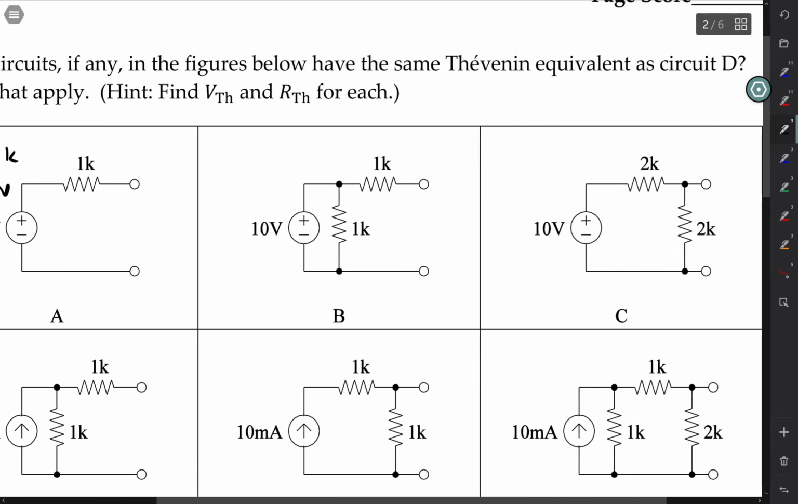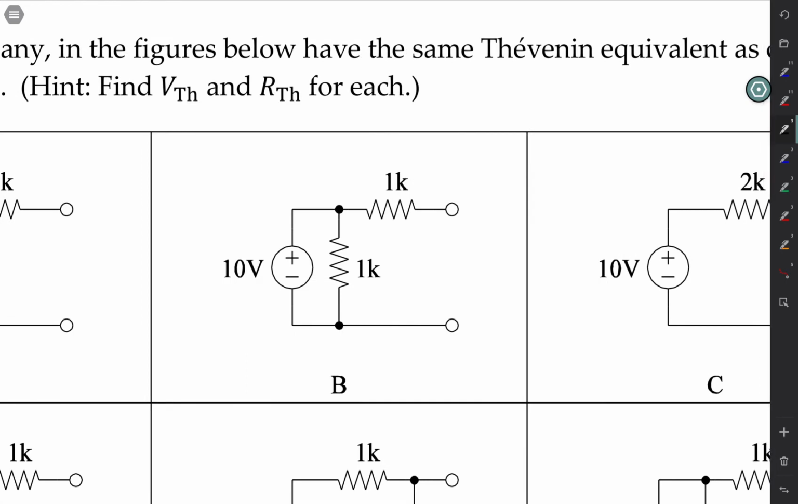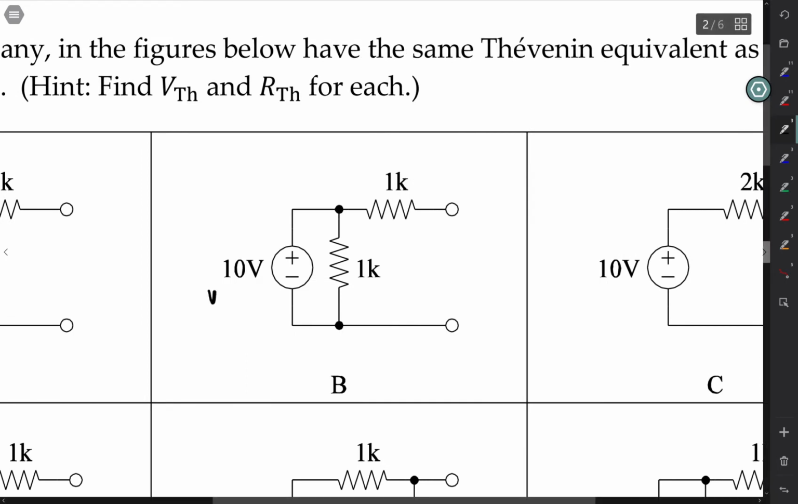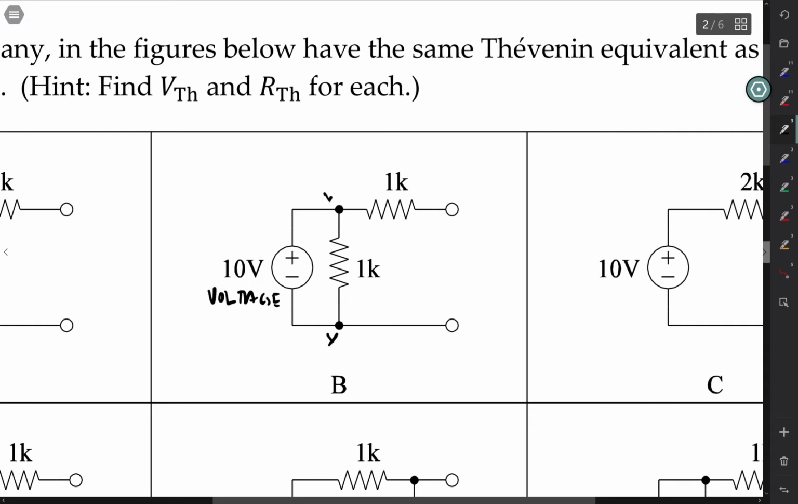Going on to the next one, we've got a 10 volt power supply. This is a voltage source. And that means that it is going to keep a constant voltage between this point and this point, regardless of what else is attached. So if I'm looking at the Thevenin equivalent voltage, which is the open circuit voltage between this point and this point, it's going to be the same as the voltage between this point and this point. So the Thevenin voltage is simply 10 volts.